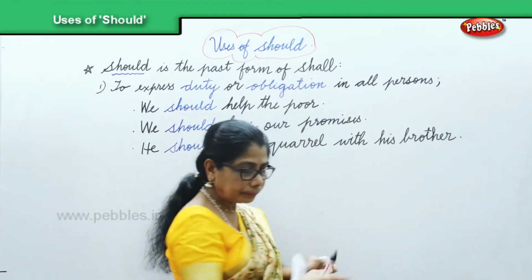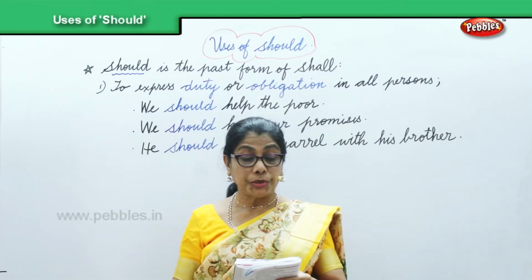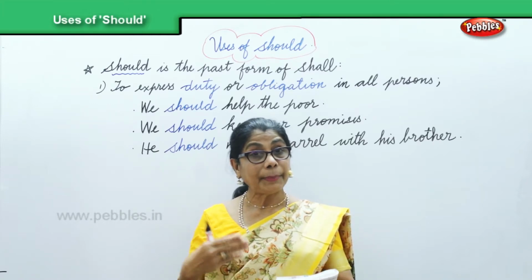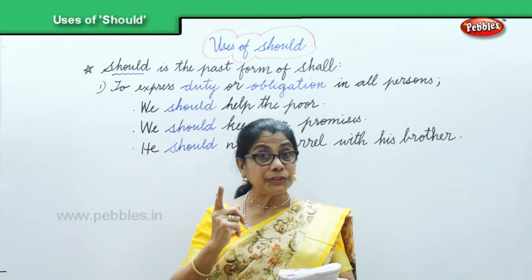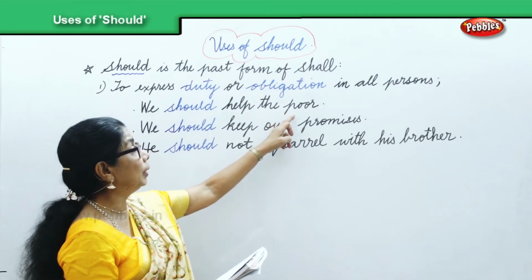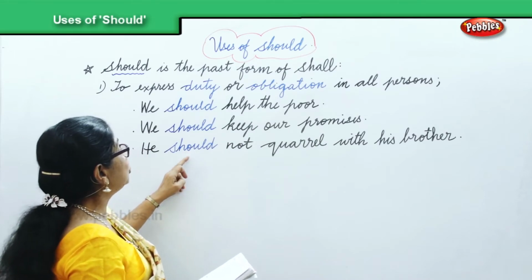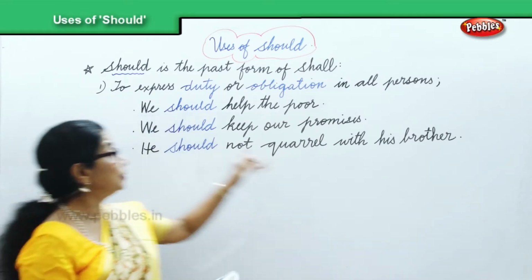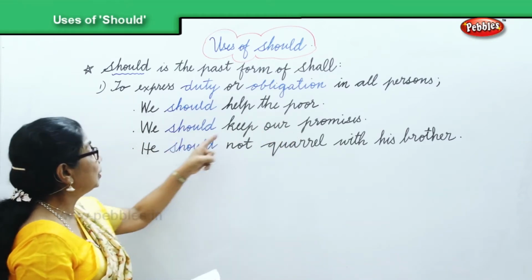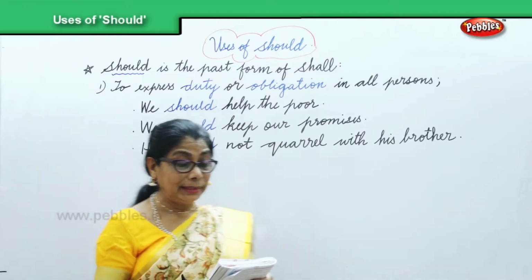All right. Now, we are talking about the usage of should. Should is used, the past form of shall, to express duty, to express obligation, our obligation to the poor, our duty to keep our promise. And here, his duty not to fight with his brother. So, we should help the poor. We should keep our promises. He should not quarrel with his brother.